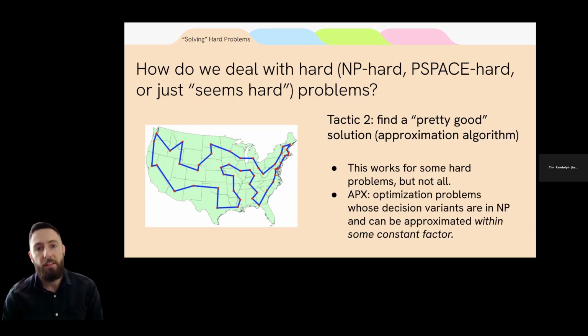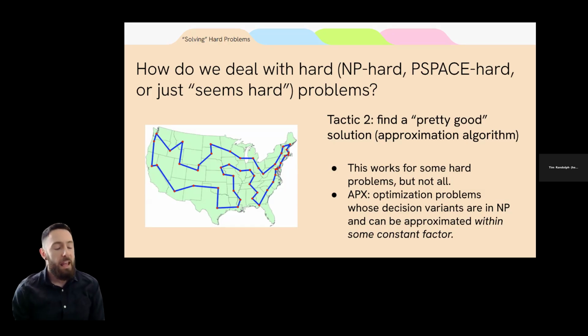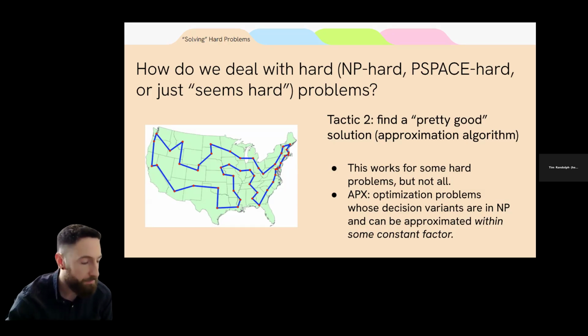So in particular, there's a complexity class called APX, which captures all optimization problems whose decision variants are in NP. So that includes traveling salesman, for instance. And the optimization variants can be approximated in polynomial time to within some constant factor. So like a 2 approximation or a 10 approximation or a 1.1 approximation.